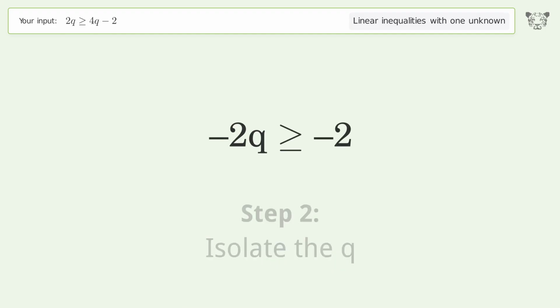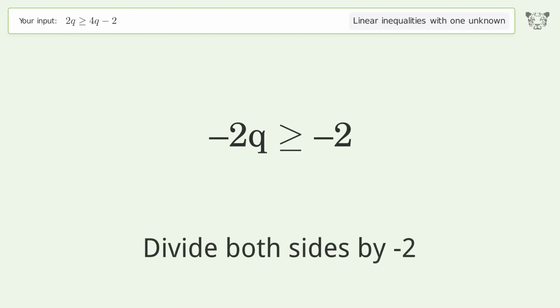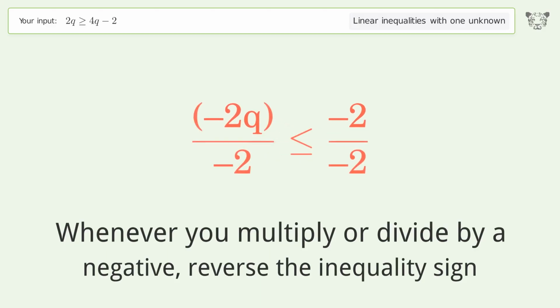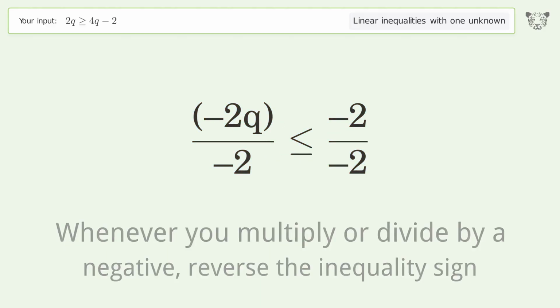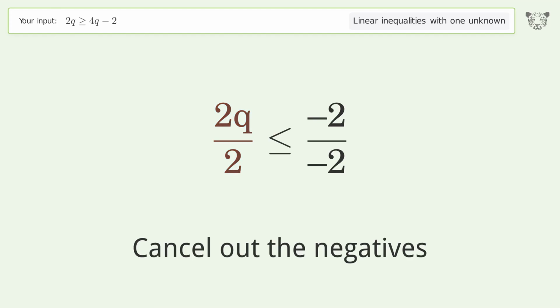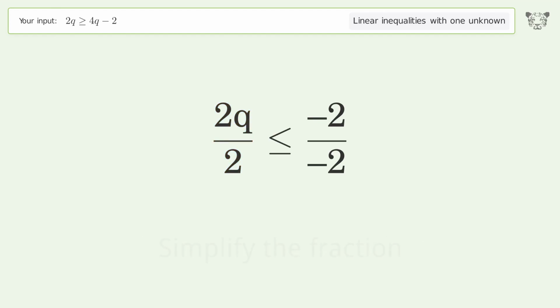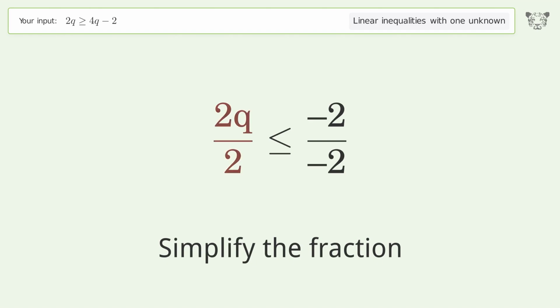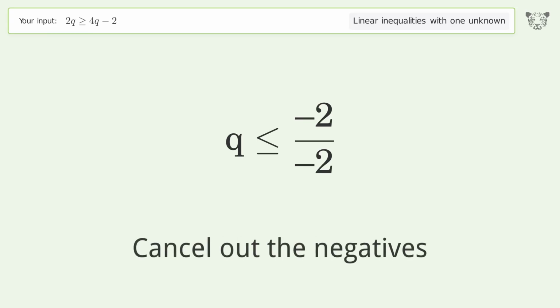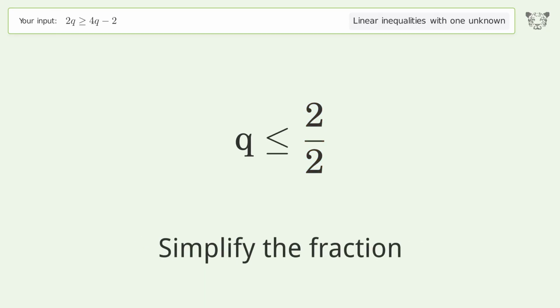Isolate the q. Divide both sides by -2. Whenever you multiply or divide by a negative, reverse the inequality sign. Cancel out the negatives. Simplify the fraction. Cancel out the negatives. Simplify the fraction.